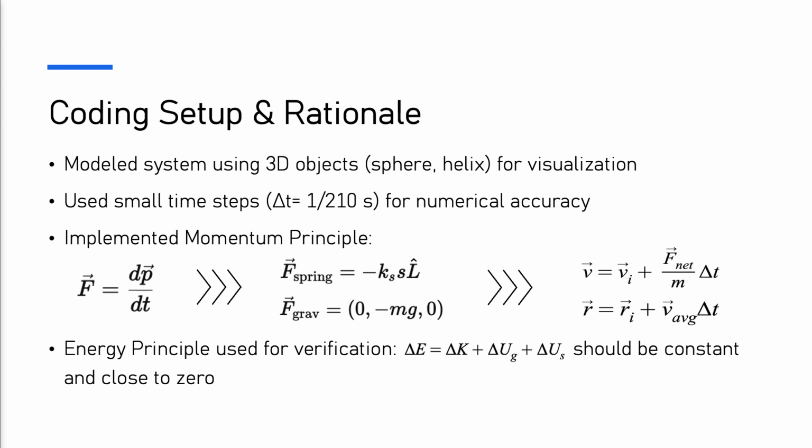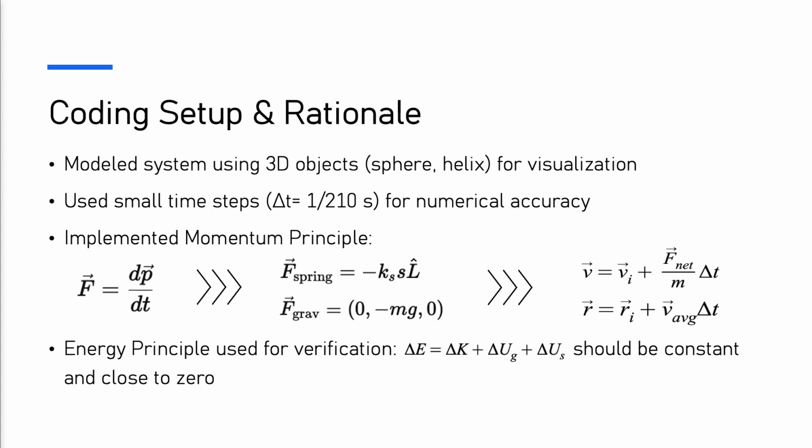In VPython, I modeled the system using 3D objects, a blue sphere for the mass and a cyan helix for the spring, all to visualize motion. I used small time steps to make the numerical calculations stable and accurate, and applied the momentum principle at each step to update the velocity and position from the net force, which was the forces of the spring and gravity.